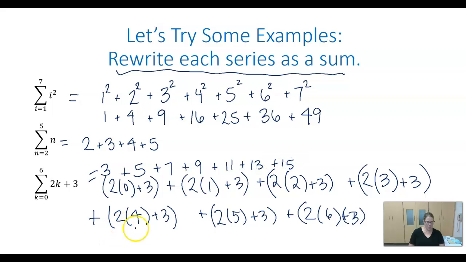But we can double check. 2 times 4 is 8, and 8 plus 3 is 11. 2 times 5 is 10, and 10 plus 3 is 13. 2 times 6 is 12, and 12 plus 3 is 15. So our numbers here, our series, should always be some type of pattern. This one just goes up by 1 each time. This one goes up by 2 each time. This one up here is 1 squared, 2 squared, 3 squared, 4 squared.